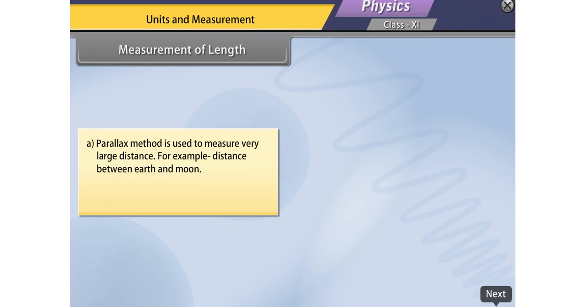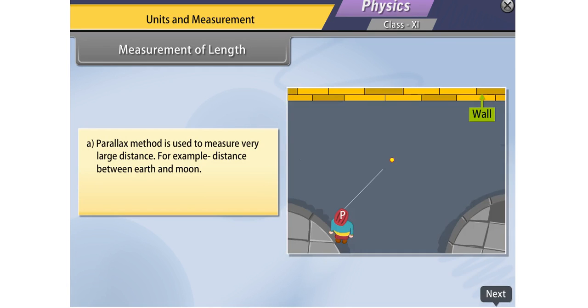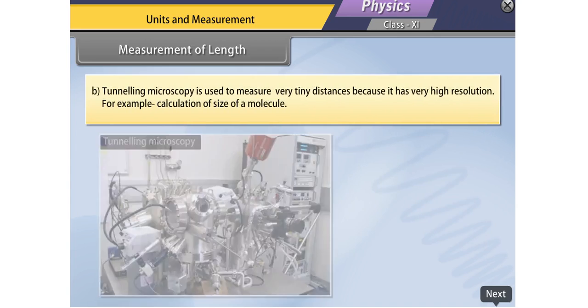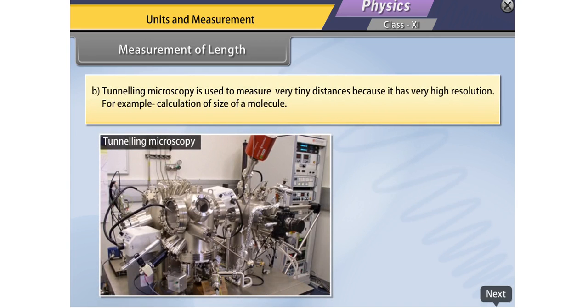Let us understand with an example. A girl is observing a rod against a wall from two different points P and Q. She notices that the position of the rod seems to change with respect to the wall. This is known as parallax. The distance between P and Q is called the basis. B. Tunneling microscopy is used to measure very tiny distances because it has very high resolution, for example, calculation of the size of a molecule.